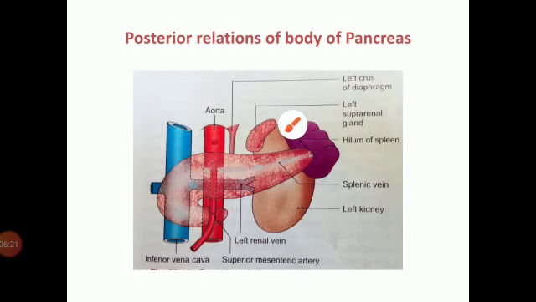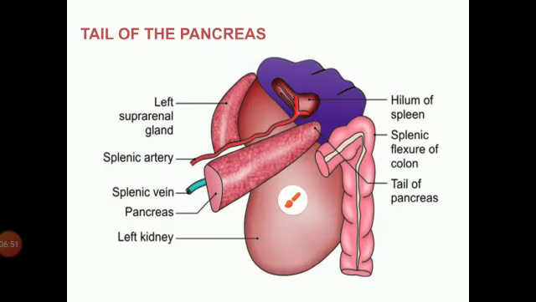Coming to the posterior relations of the pancreas. Posteriorly, the pancreas is devoid of the peritoneum, and it is related to the abdominal aorta along with the origin of the superior mesenteric artery. Then it is related to the left crus of the diaphragm, left suprarenal, then left kidney, then the left renal vessels, and also the splenic vein. So these are the posterior relations of the pancreas.